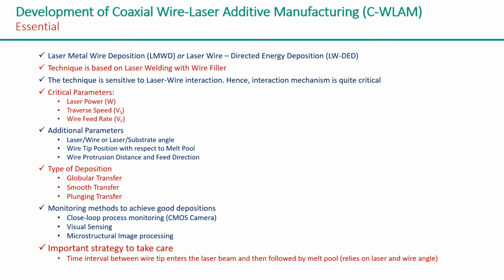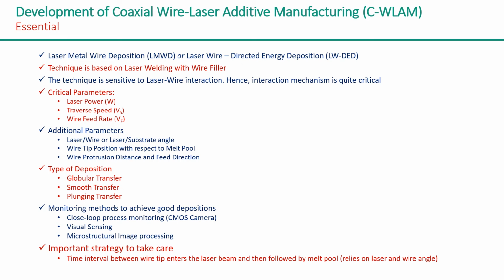Along with that, there are wire protrusion distance and the feed direction, the direction in which we are moving. If we are using the coaxial wire-based laser direct manufacturing technique, we have some freedom to move in any of the X, Y, or Z directions. But if we are talking about the lateral feeding of the wire, of course we need to take care about the inverse direction we are moving. So that is also a parameter which we need to take care of.